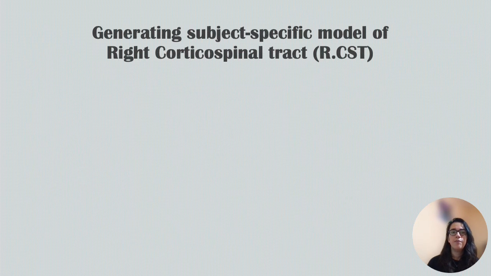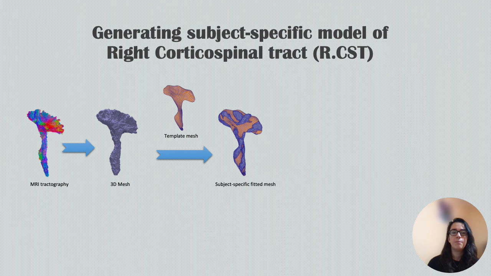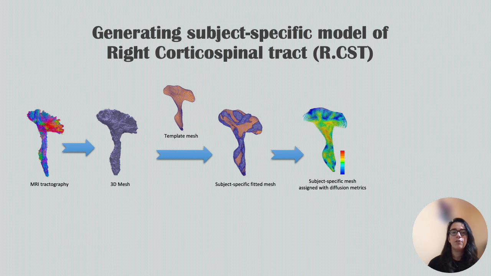Briefly about the mesh-morphing method. After running automated tractography on every subject, we chose the right corticospinal tract and generated a 3D mesh model out of it. Then a CST template mesh model was morphed to each subject's model. After this step, both the 3D model and the MR images were aligned with each other in the same space. This allowed us to generate a finite element model assigned with corresponding diffusion values.